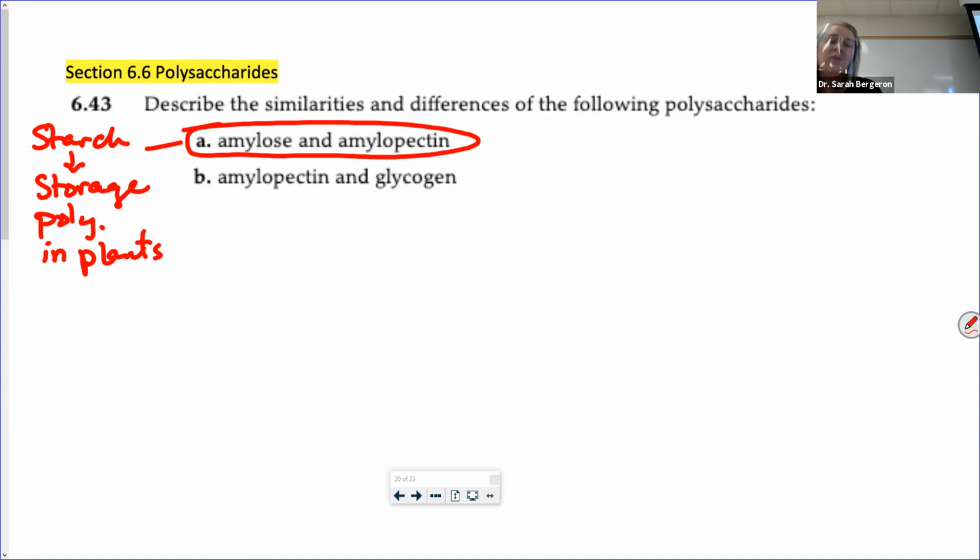Okay. So describe the similarities and differences. So they're both a part of starch. They're both involved in storage. Storage of what? What do you say? Sugar, glucose. So they are both polysaccharides of glucose. Anybody have an idea of what kind of glucose? Does it have to be D glucose? Okay, how are they different?